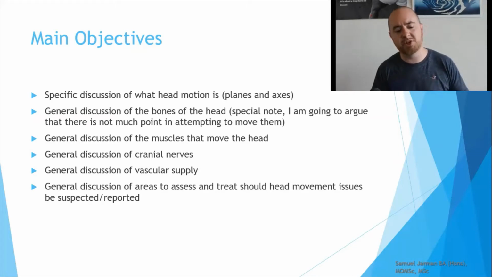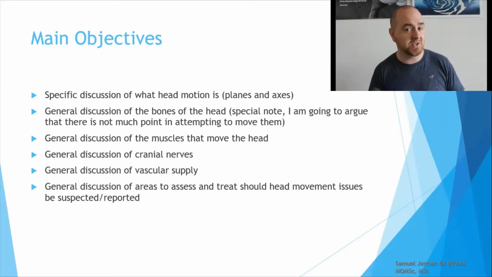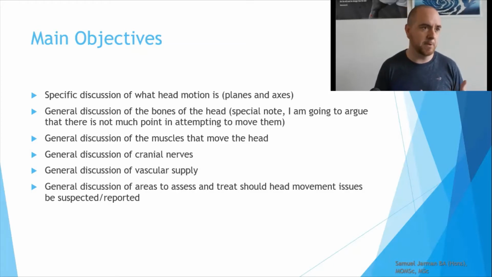We'll then move into a general discussion of the muscles that move the head. We've already done this in each of the cervical motions, so cervical flexion, cervical extension, and then cervical side bending and rotation, but we'll go over it again for that redundancy. General discussion of the cranial nerves, so we'll be broad here. We'll subgroup them by their functions, so the groups of nerves that have shared function. General discussion of the vascular supply, so the arterial supply, the venous drainage, as well as the CSF flow.